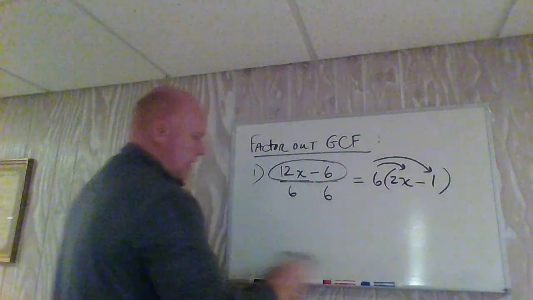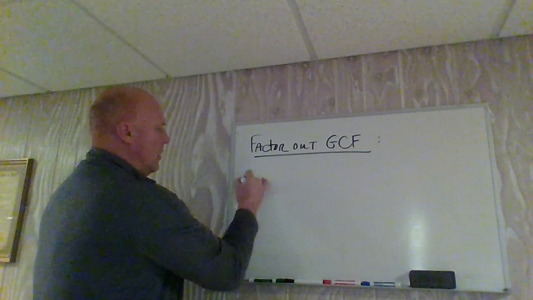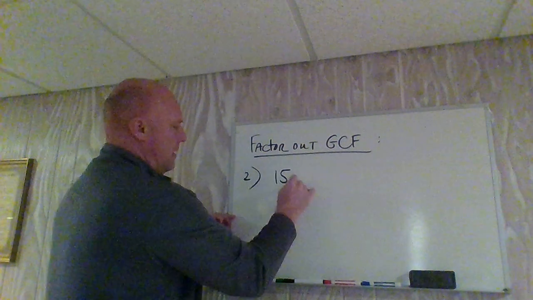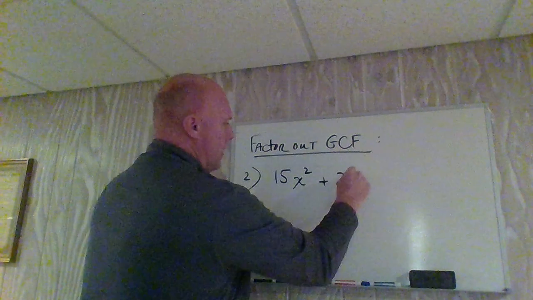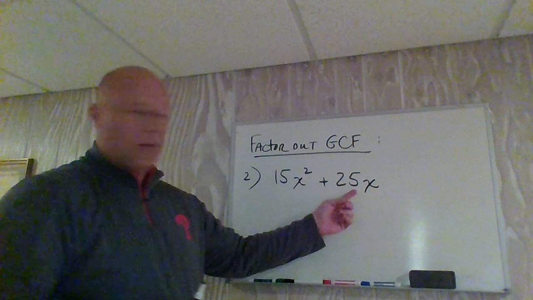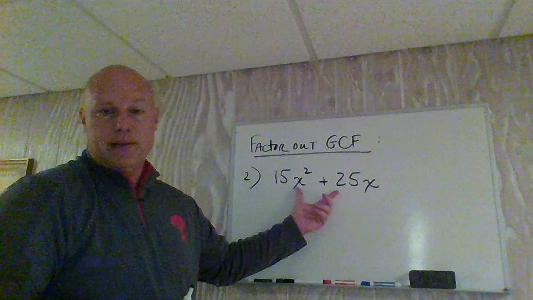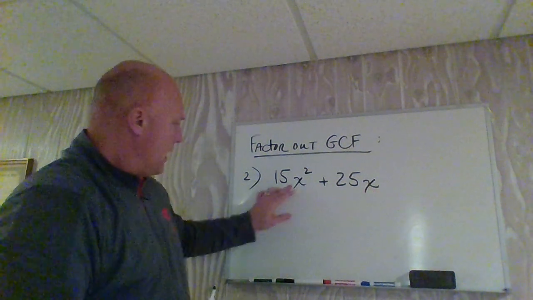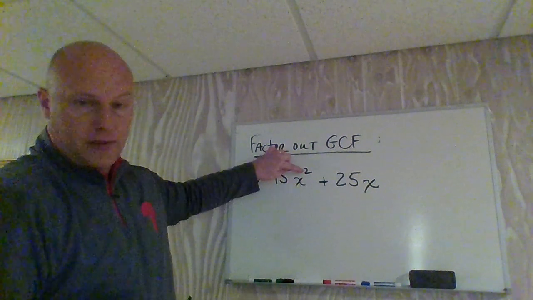Example number 2. Let's take 15x to the second plus 25x. Again, this is a binomial. They're not like terms, so we know we can't add these two together. This has an exponent of 2, that has an exponent of 1, so the degree of this binomial would be 2, because this has the biggest power.